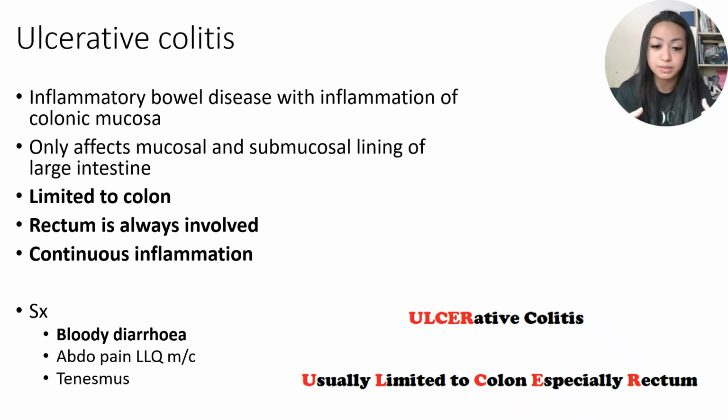It's continuous inflammation. And in terms of symptoms, obviously we have the bloody diarrhea, we have abdominal pain localized in the left lower quadrant, and tenesmus. Tenesmus again is that feeling of incomplete defecation, and this is because of the inflammation of the colon and the rectum.